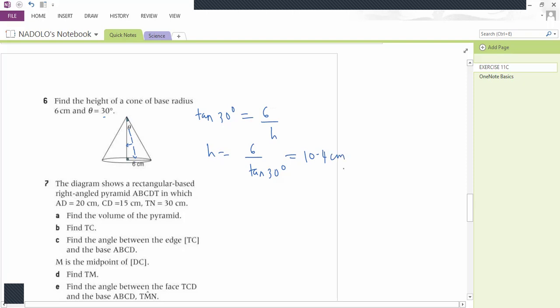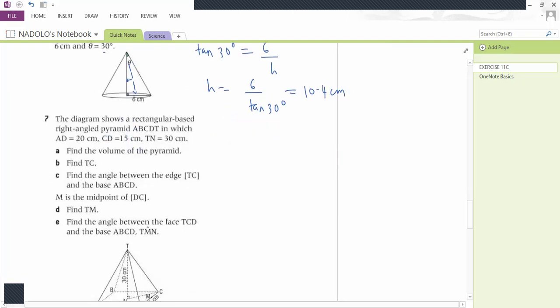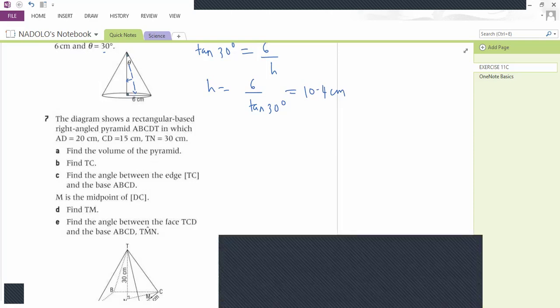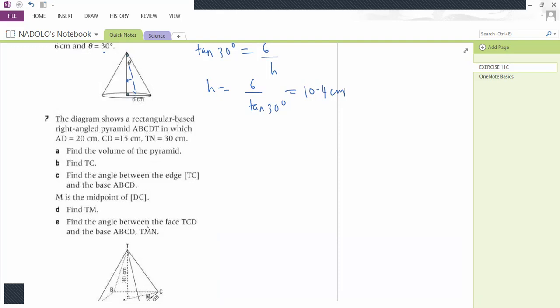Because the units are in centimeters, centimeters. Let's look at number 7. So number 7, let me share that side.